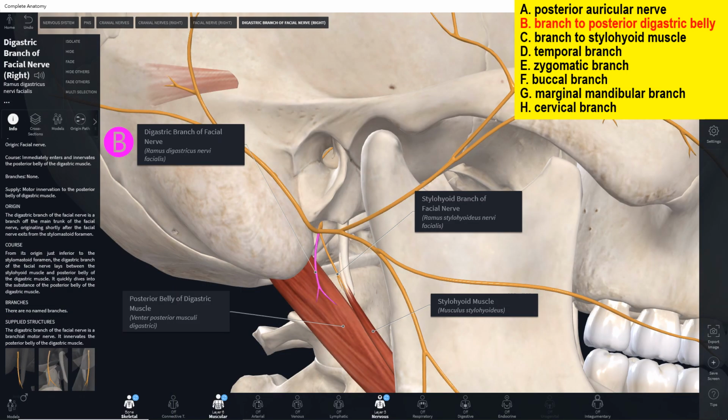The B branch can be referred to by two different names, the digastric branch of the facial nerve or the branch to the posterior digastric belly. Different textbooks may label it differently, but the meaning is the same. Personally, I prefer using the term branch to posterior digastric belly because the innervation of the anterior and posterior bellies of the digastric muscle is different.